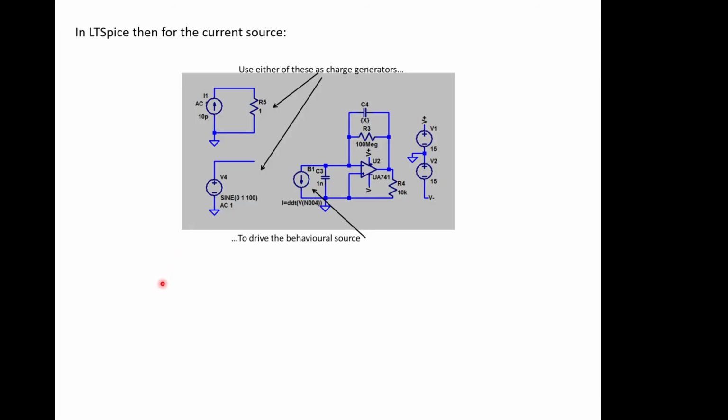What we can do is create effectively a pseudo charge generator in SPICE. In this case we can have a current source here which is the equivalent of our charge. We put that through a resistor and that generates a voltage. That's what we're interested in. Or we can just generate a voltage here. And either of these voltages are then used as the driving function for our behavioural source. So in this case we're saying that this is a current source, the current is defined by d by dt of the voltage at this node.